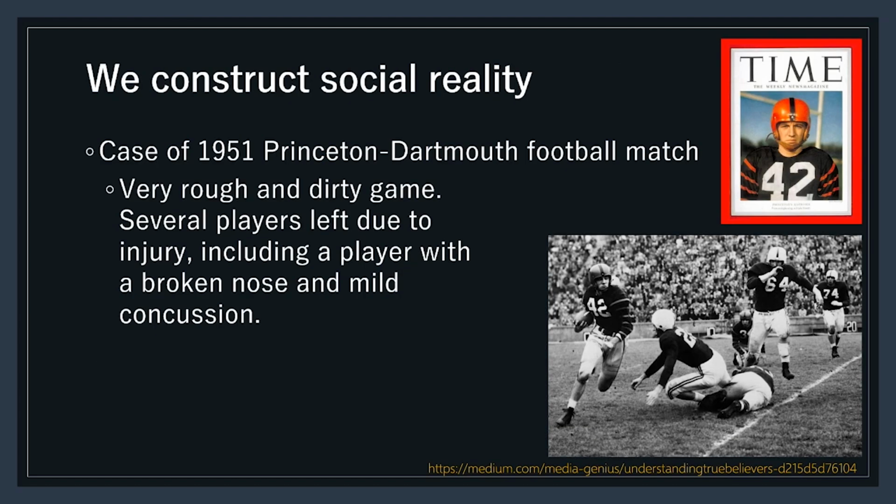A 1951 Princeton-Dartmouth football match provides a very interesting demonstration of how we construct social reality. This was a football game between two college football teams, and the game became a very rough and dirty one from opening kickoff until the end. Several players had to leave the game because of injury, and one key player on the Princeton side, who's shown on this Time magazine, was forced out of the game with a broken nose and mild concussion.